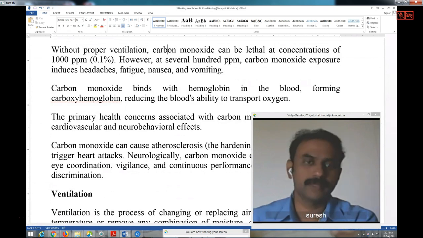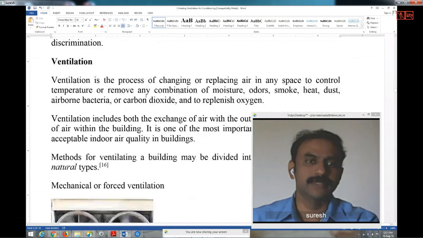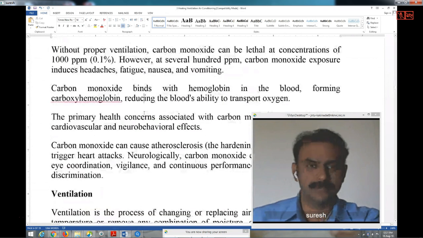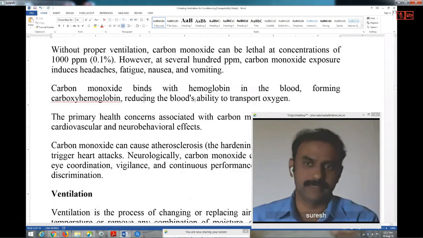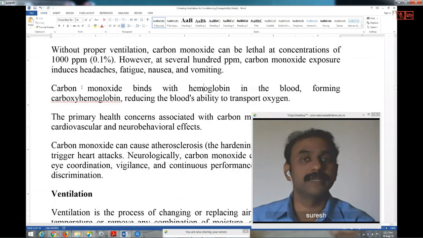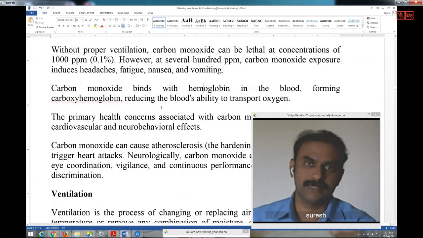Then coming to ventilation. In addition to these problems, the transportation of oxygen to the blood is also decreased. The hemoglobin is also affected by inhaling this carbon monoxide. Then ventilation. Ventilation is a process. Just now we have seen the importance of ventilation.